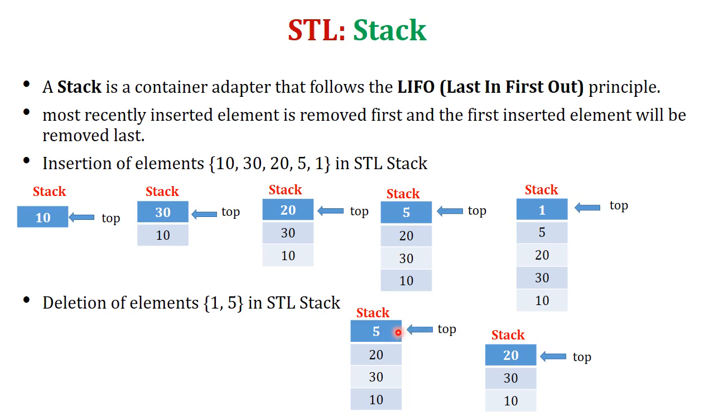It will point to the next value. What is the next value? 5. Similarly, we are going to delete value 5. So now it will automatically deallocate the memory space. Now the pointer will be decremented, then it will point to the next element, that is 20. So likewise, we can delete the element from the top of the stack.